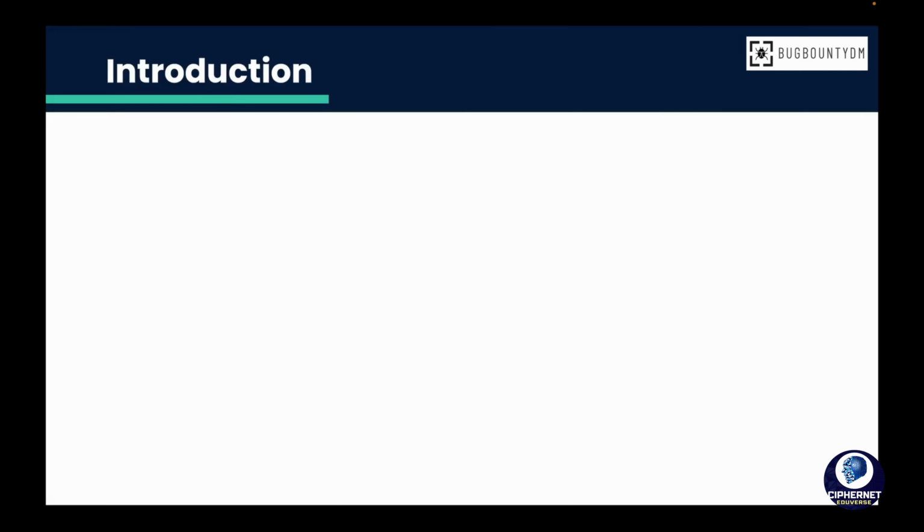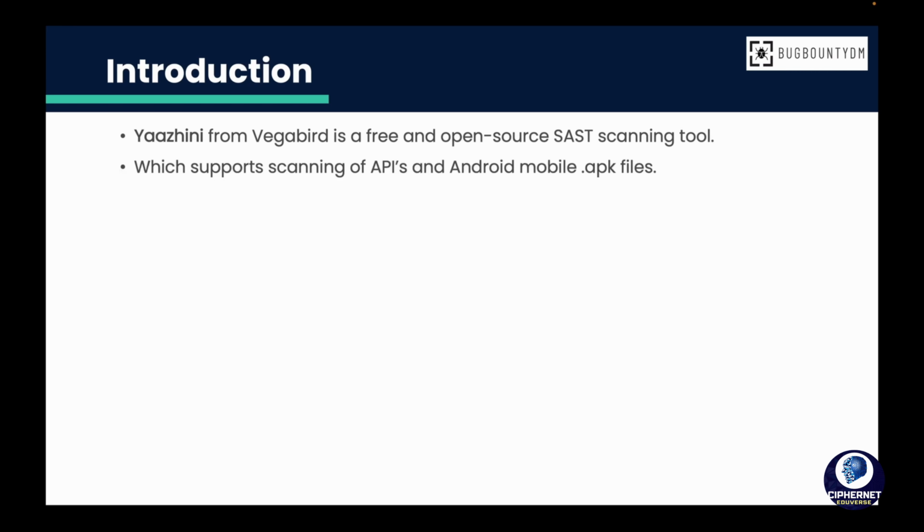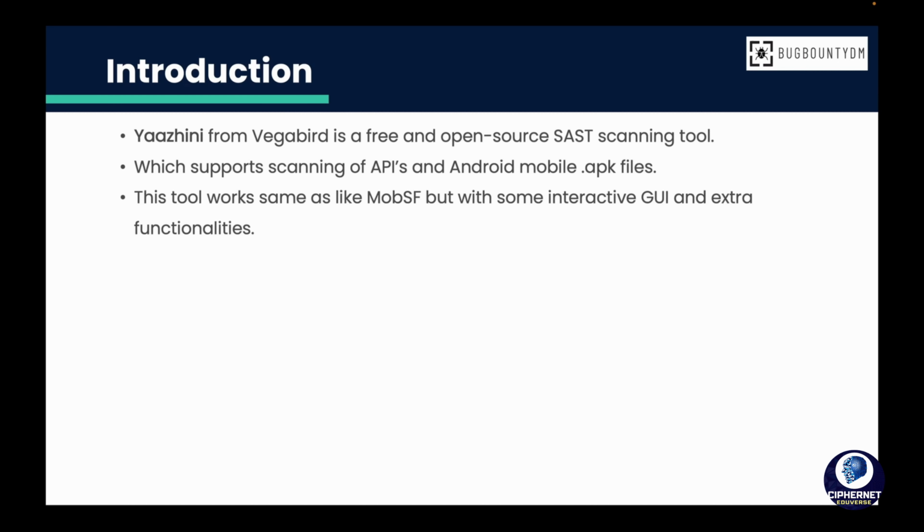Yazini is built by Vegabird. They have built this tool for this purpose only. It's a free and open source SAST scanning tool. It supports scanning of both APIs and Android mobile APK files. This tool works the same as MobSF, which is a very famous tool for performing SAST scans of APKs and IPAs, but with an interactive GUI.